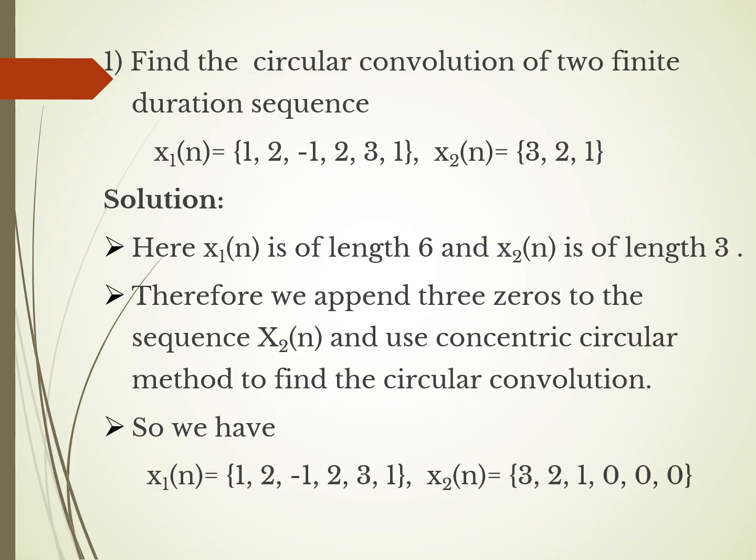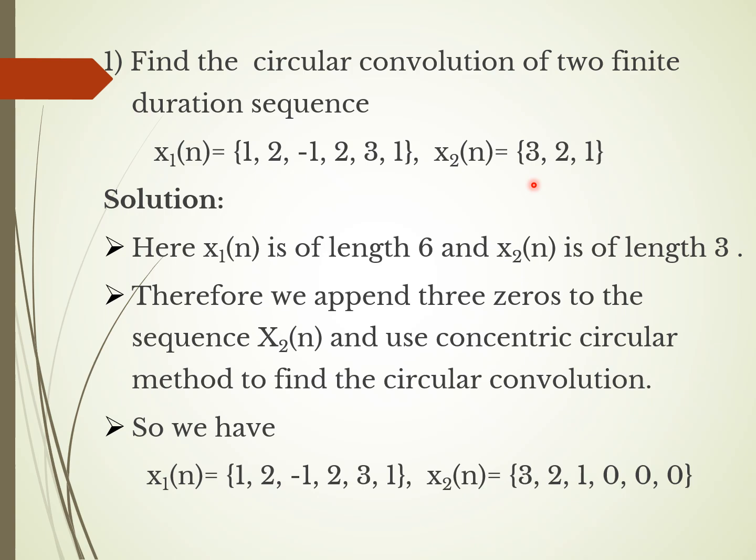We will solve a problem and understand it much better. Find the circular convolution of two finite duration sequences. x1 of n is given by 1, 2, minus 1, 2, 3 and 1. x2 of n is equal to 3, 2 and 1. If we look at these two sequences, the length of the first sequence is 6, whereas the length of the second sequence is only 3.